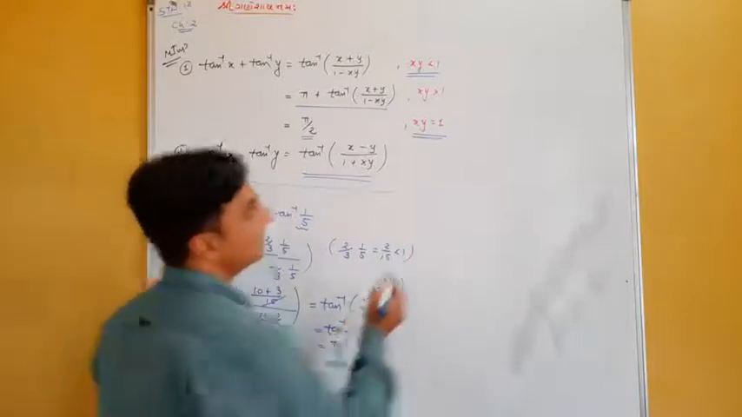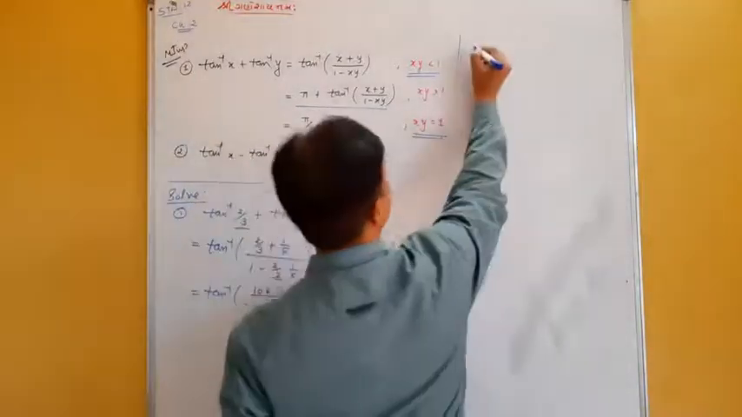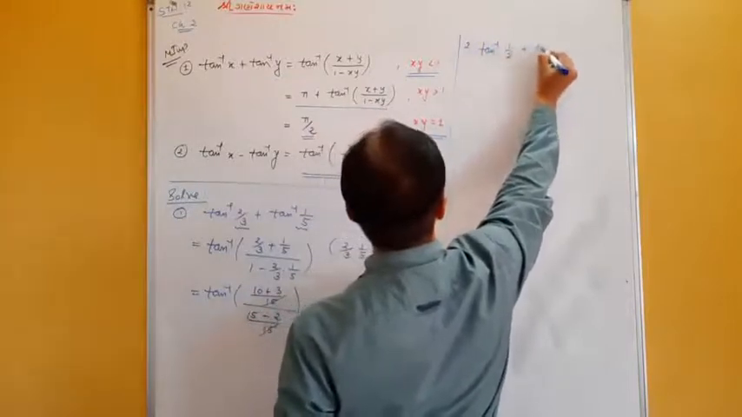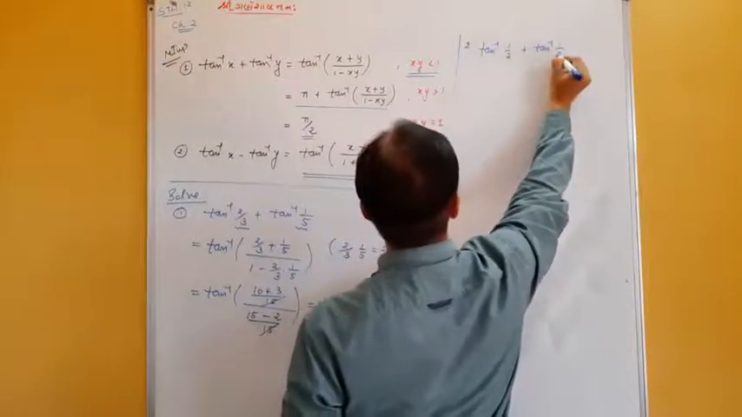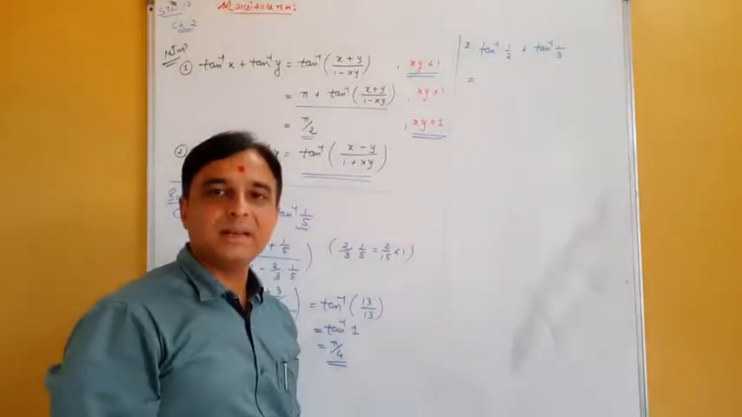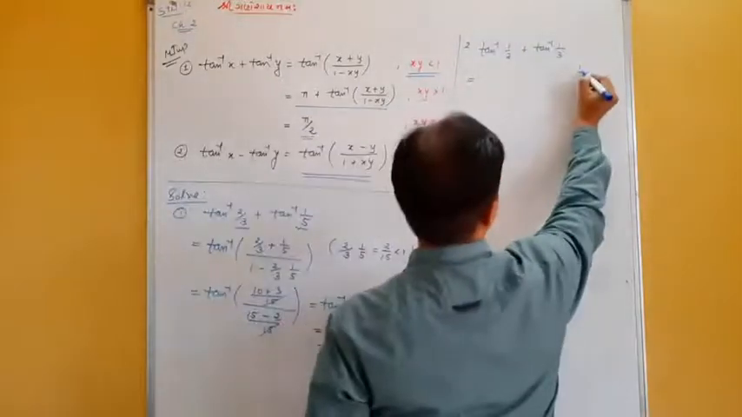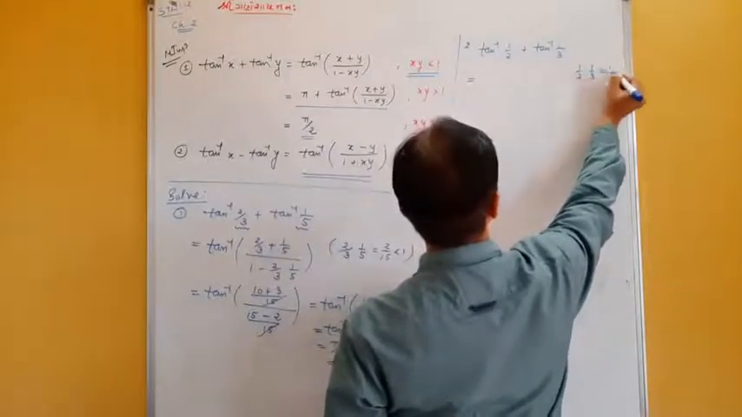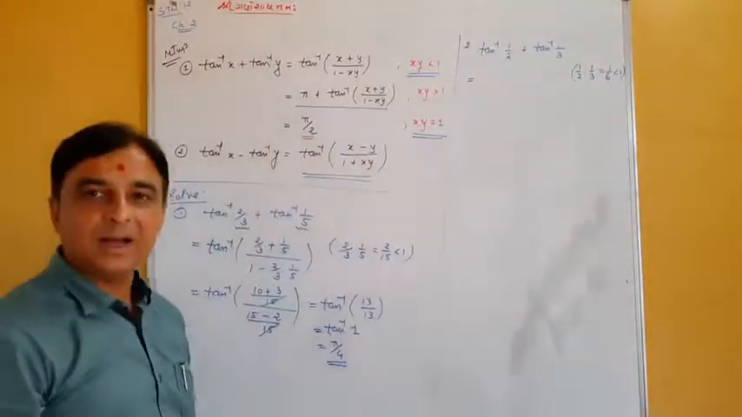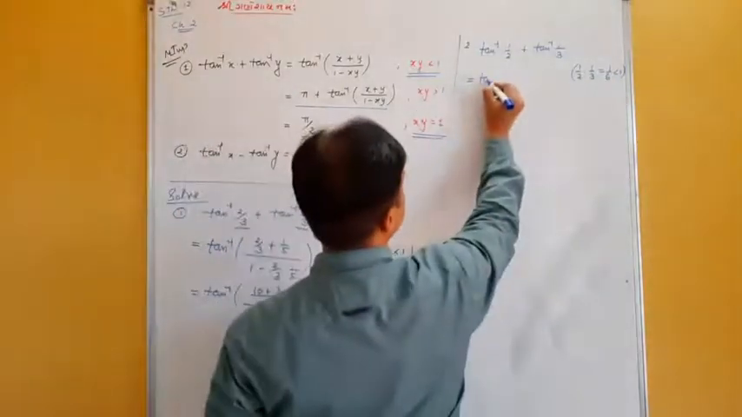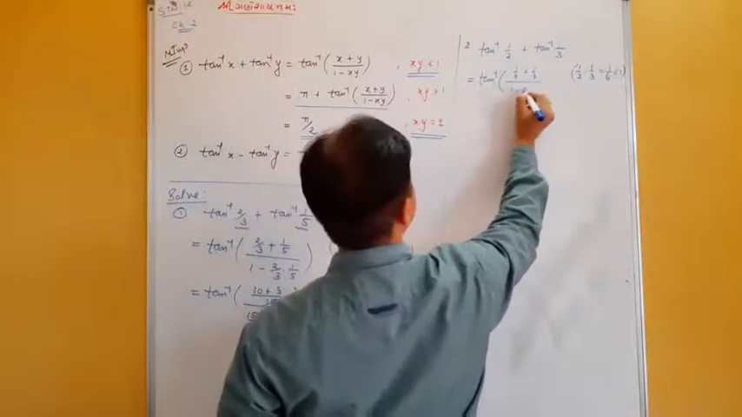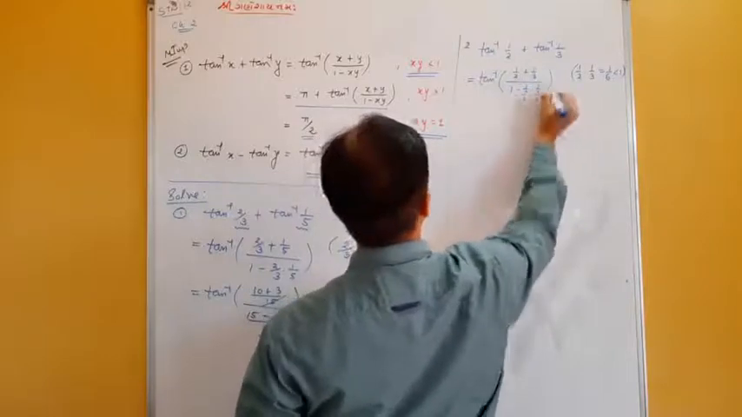Let's do the second example. Tan inverse 1 by 2 plus tan inverse 1 by 3. 1 by 2 into 1 by 3 is 1 by 6, less than 1. So we have to use the first formula, and the first formula is tan inverse of (1 by 2 plus 1 by 3) upon (1 minus 1 by 2 into 1 by 3).